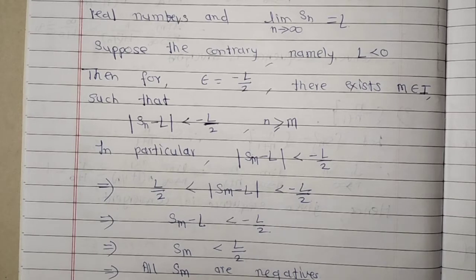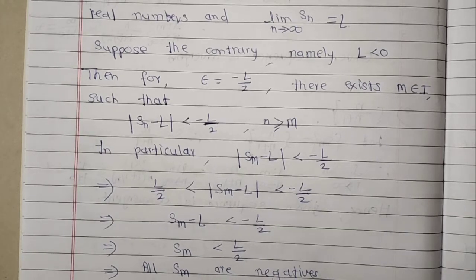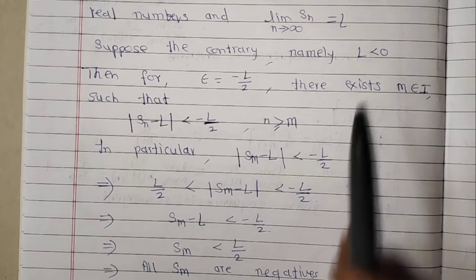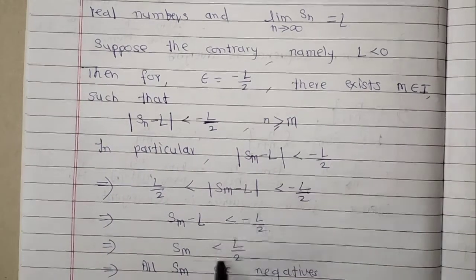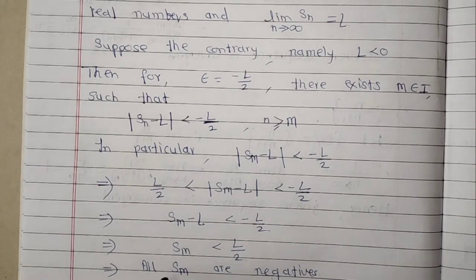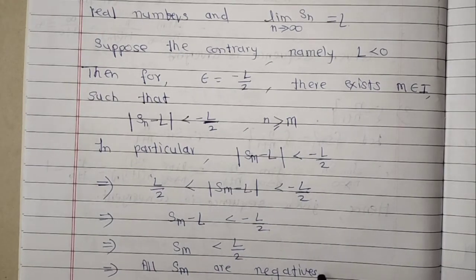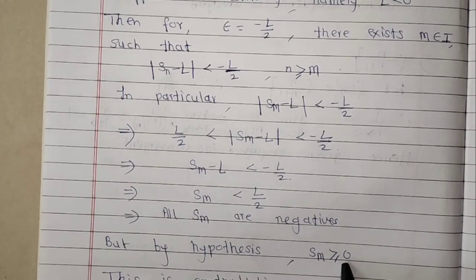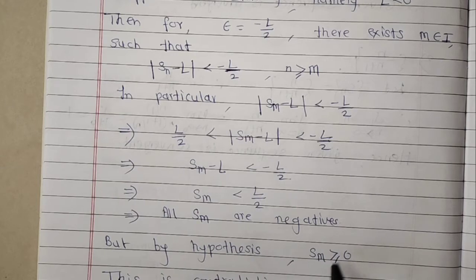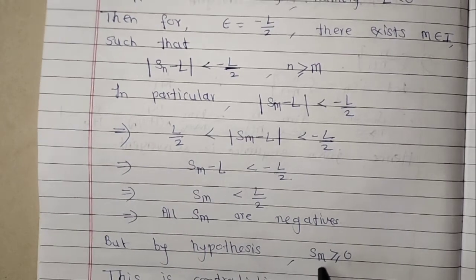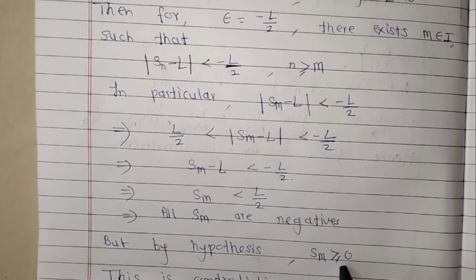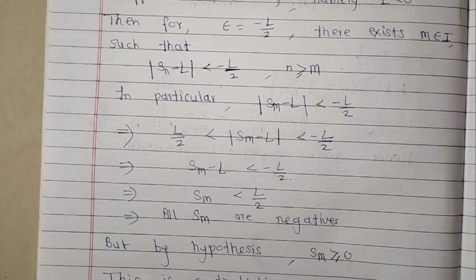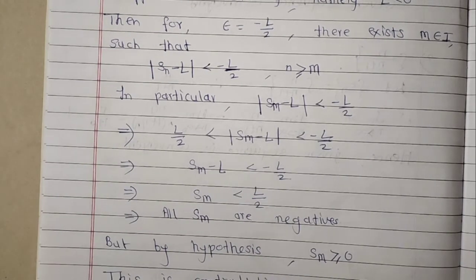This implies all Sm are negative. That means L is less than 0 and Sm is less than L by 2. This implies all Sm are negative. But by hypothesis, we are given that the sequence is of non-negative real numbers, so Sm is greater than or equal to 0. This is a contradiction to our supposition that L is less than 0.